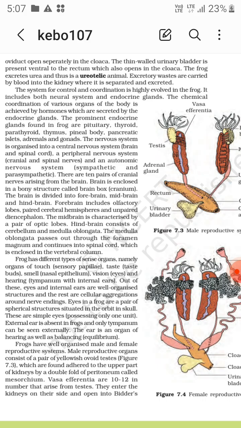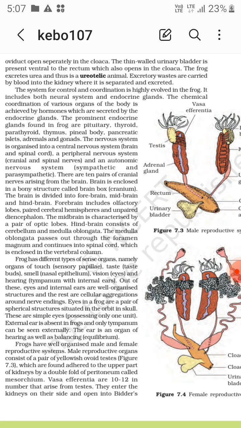adrenals, and gonads. The nervous system is organized into a central nervous system, brain and spinal cord, a peripheral nervous system, cranial and spinal nerves, and an autonomic nervous system, sympathetic and parasympathetic. So the nervous system has three parts: the central nervous system, the peripheral nervous system, and the autonomic nervous system.